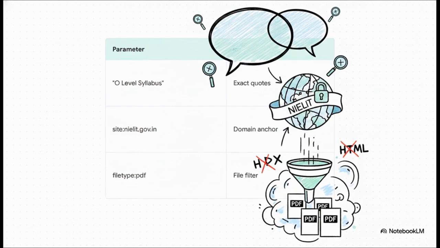Then, the site domain anchor, that site:nielit.gov.in part, restricts the web crawler to only search within that specific official government domain. And finally, the explicit file extension filter, filetype:PDF, strips away all the standard HTML web pages and only gives you actual downloadable documents. So by packaging our parameters exactly like this, we pull up the official PDF document instantly. It's just a brilliant illustration of pure data engineering in action.